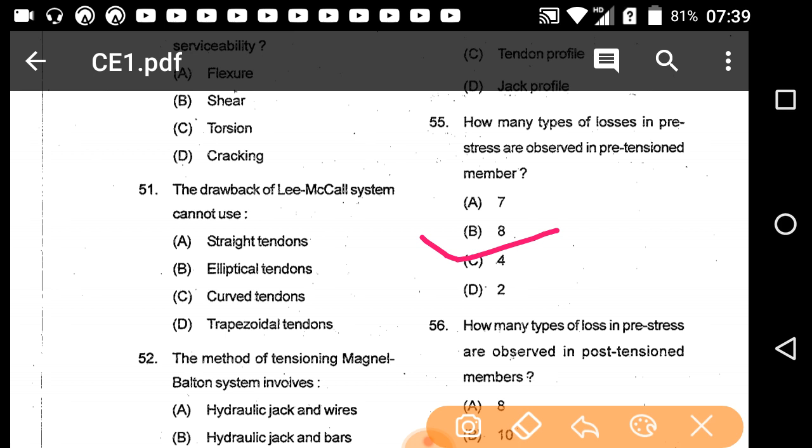I'm telling you again. First, losses due to elastic deformation of concrete. Second, losses due to relaxation of stress in steel. Third, losses due to creep in concrete. Fourth, losses due to shrinkage of concrete. So here option C will be the correct answer, that is 4. So how many types of losses in pre-stress? It is 4.